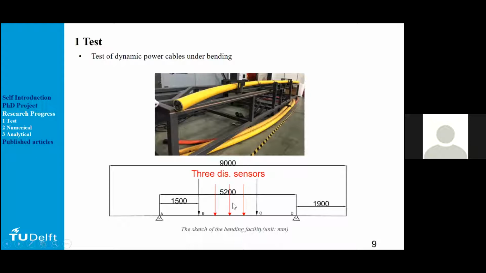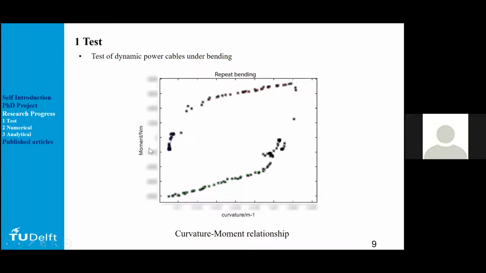Three displacement sensors are put on the cable to record the displacement of the 3 points. And according to the displacement of the 3 points, we can calculate the curvature of the cable. So at last, this would give us the curvature and moment relationship of the cable under bending.